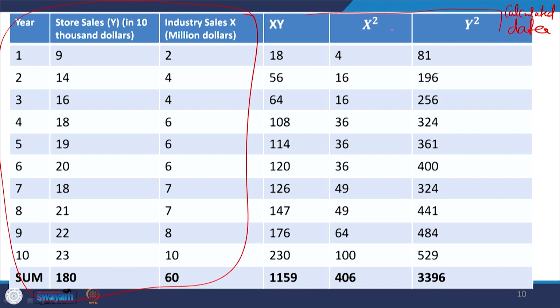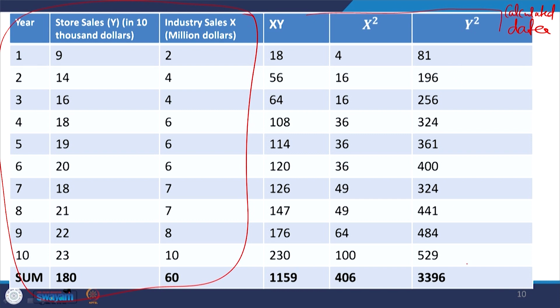Then in the 5th column, the x square values. So, these are the square of 3rd column values, 2 square 4, 4 square 16, 4 square 16, 6 square 36 and so on. And in the last column, we have the values which are the square of y column, that is the 2nd column, 9 square 81, 14 square 196 and so on.